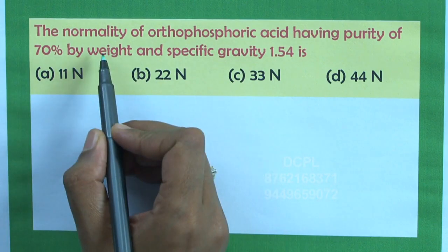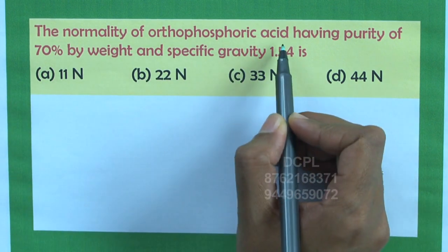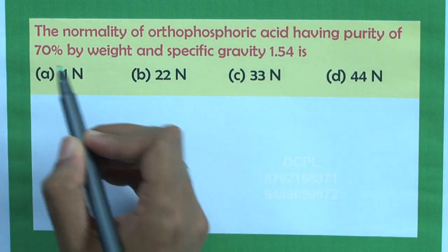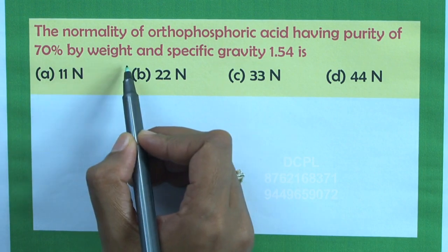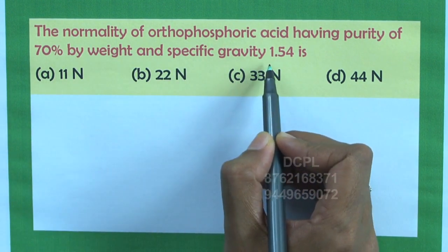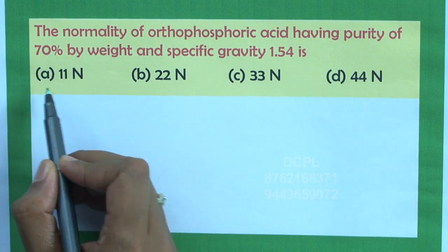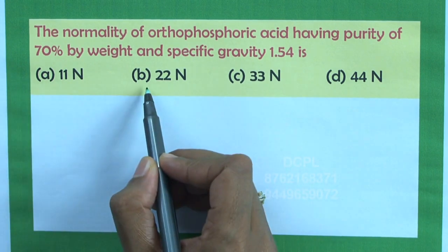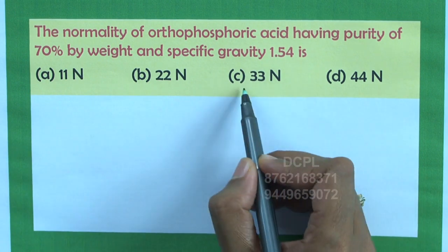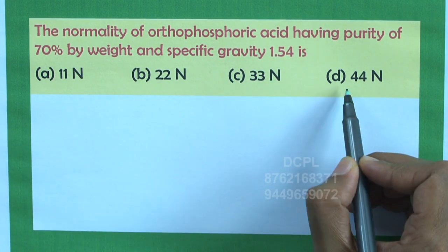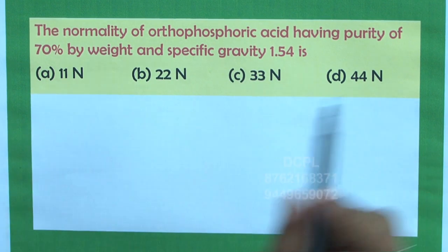Let us move on to one more question. The normality of orthophosphoric acid having a purity of 70% by weight and specific gravity 1.54 is, the given options are option A 11 normal, B 22 normal, option C 33 normal and option D as 44 normal.